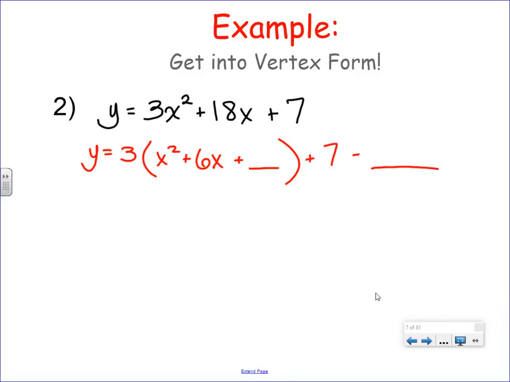Take the 6 and cut it in half. Alright, focus back in. Take the middle term, cut it in half, and then square it. If that's a little too rough, 6 over 2 is? Are you supposed to divide it in half? Yeah, 6 over 2 is 3.